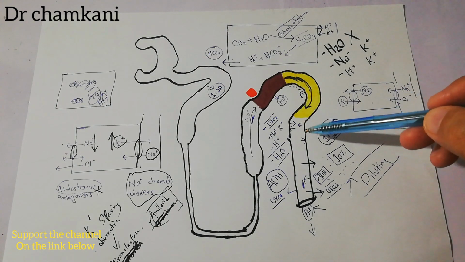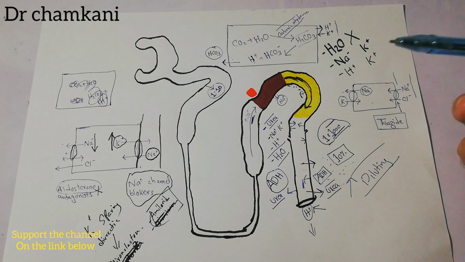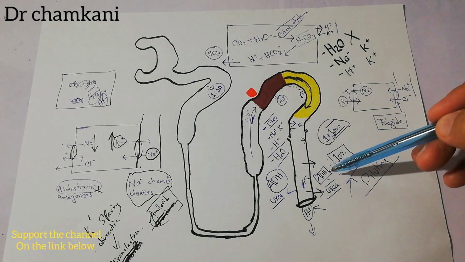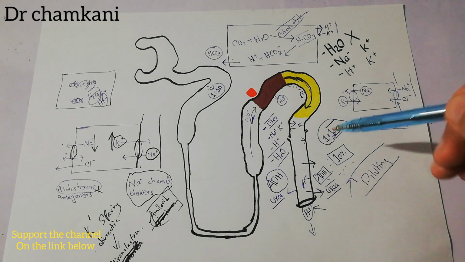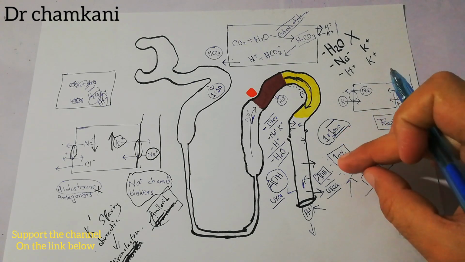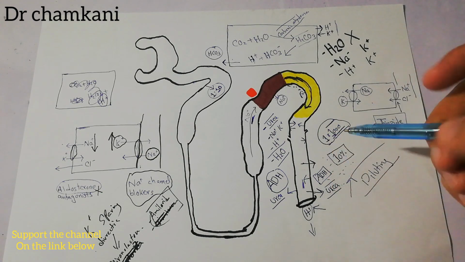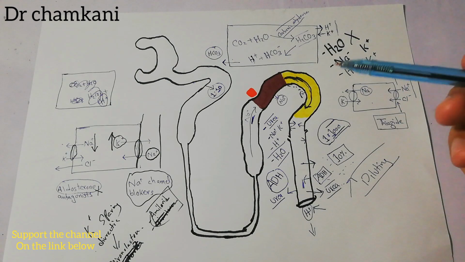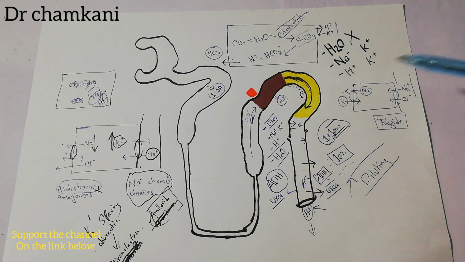So the medullary collecting duct is helping in conserving fluid by the reabsorption of water with the help of ADH. It is helping in increasing the osmolality of the medullary interstitium, and finally it is helping in the acid-base balance by secretion of hydrogen. So that's all about the functions of different parts of the nephron.